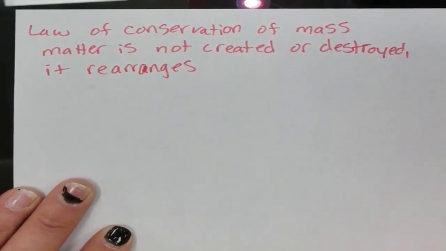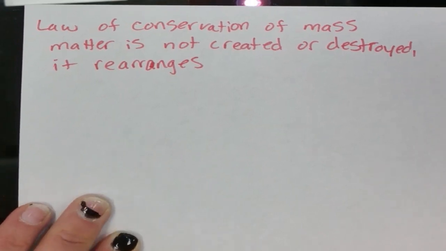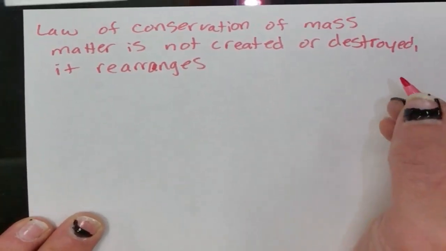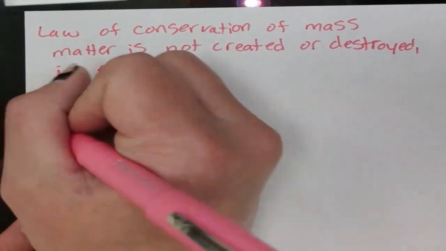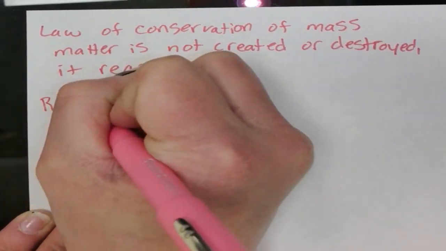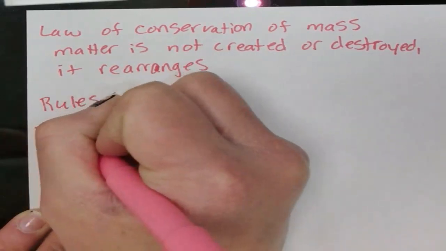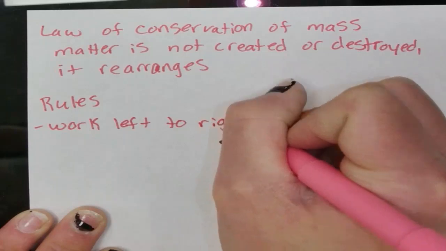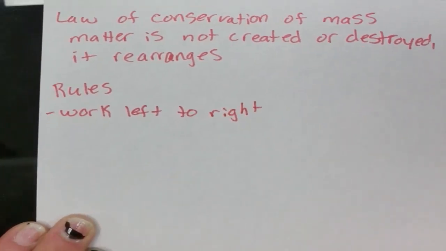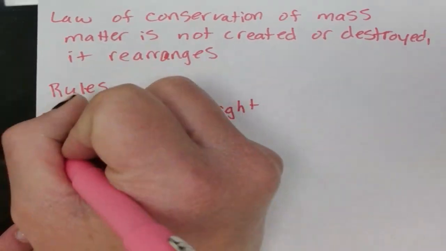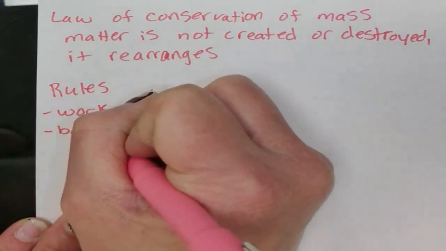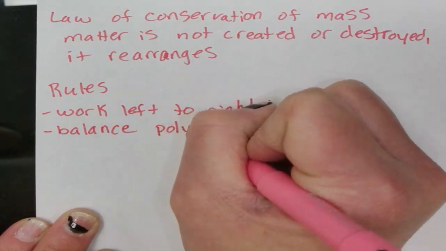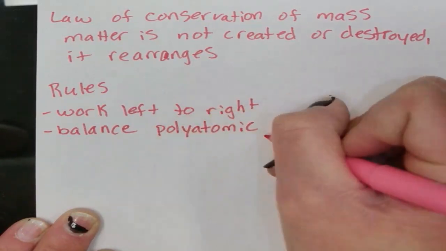Now, when we balance, we are going to have some rules that I like to follow. Okay, so we want to work left to right. We want to balance polyatomic ions as a single unit when we can. Now, this is not something that we can always do, but if we're able to, we want to balance the polyatomic ions as a single unit.